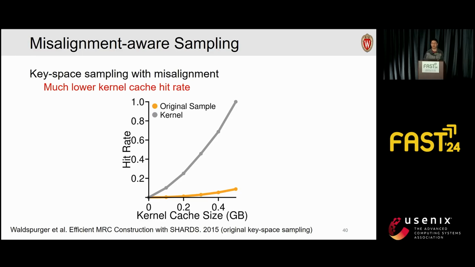The graph shows the hit rate of the kernel cache of different sizes with and without sampling. The y-axis is the hit rate, and the x-axis is the cache size. The gray line does not use sampling, and the orange line uses the original key space sampling. We can see that their hit rates differ a lot.